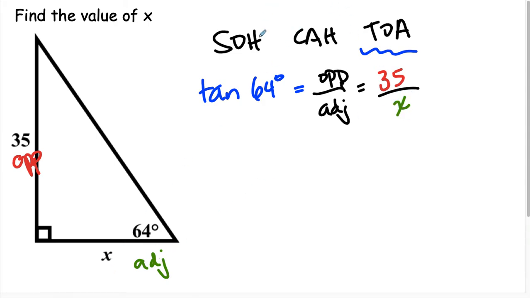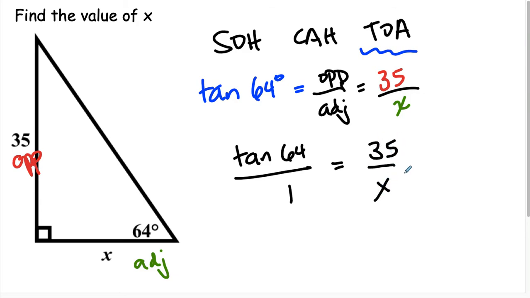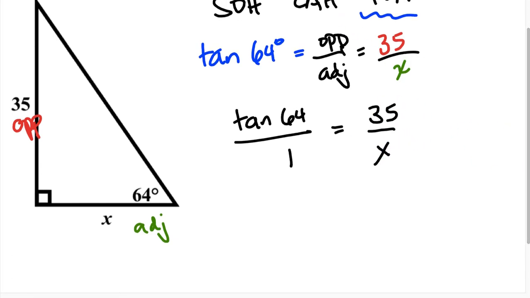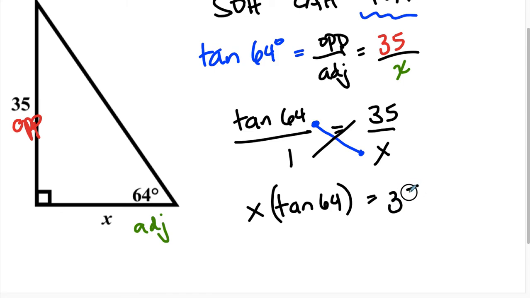Now this is probably where you got stuck, because now you have tangent of 64 over 1 is equal to 35 over x. If you have this, you are on the right track. At this point, we're going to cross multiply like we did before: x times tangent 64, so this is x tangent 64. Remember that tangent 64 is a number, a decimal. Say the decimal was 1.6, so that's kind of like 1.6x. That's what that means. And then equals 1 times 35, which is 35.